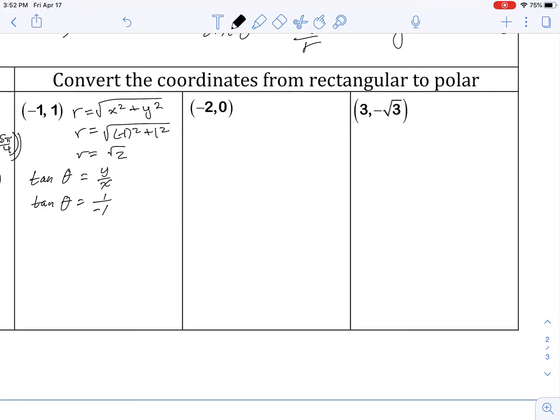Now, keep in mind that this is only going to give us an angle between -π/2 and π/2 if you're using inverse trig functions. But think about where this point -1, 1 is. That rectangular coordinate is over here in quadrant 2. So if we're doing the arctangent of -1, let me write that, arctangent of -1, that gives us an angle down here. Specifically, it gives us -π/4.